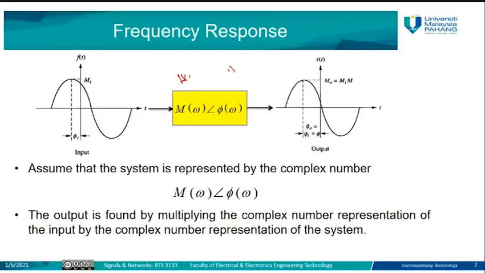H of omega is equal to M, which is the magnitude, with the angle of omega, or phi of omega. Magnitude for omega: for each value of the frequency, we have a magnitude. For each value of the frequency, we have a phase.